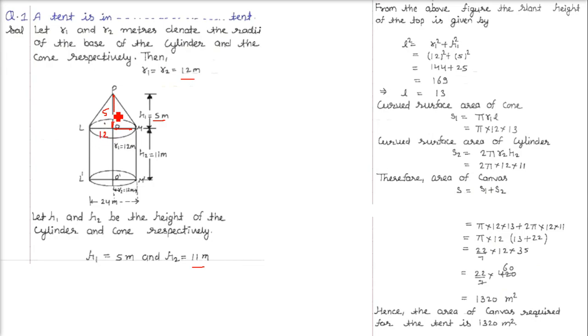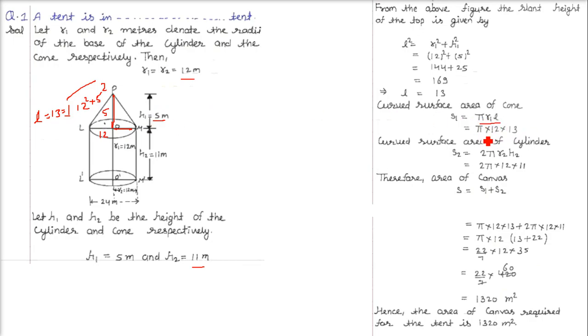In order to find out the curved surface area, we need to find out the slant height. If this is 5 and this is 12, what will this be? Under root of 12 square plus 5 square, which is 144 plus 25, that is under root of 169, and then it is going to be 13. So L is 13.